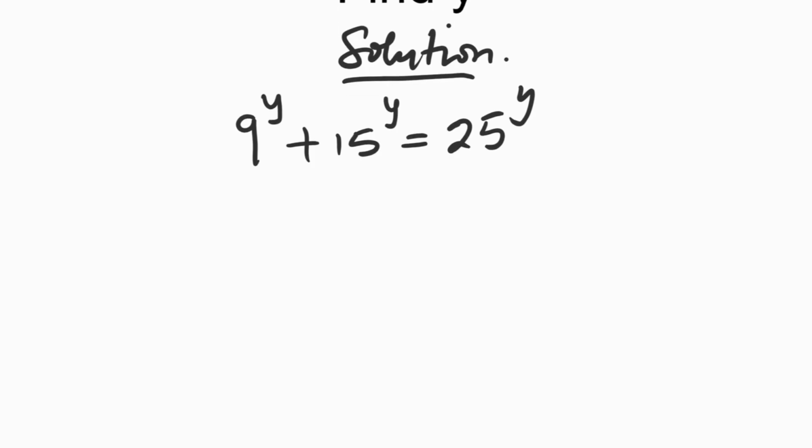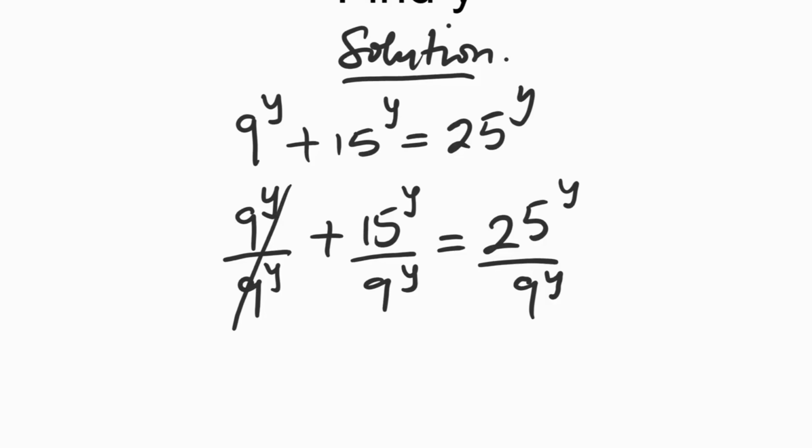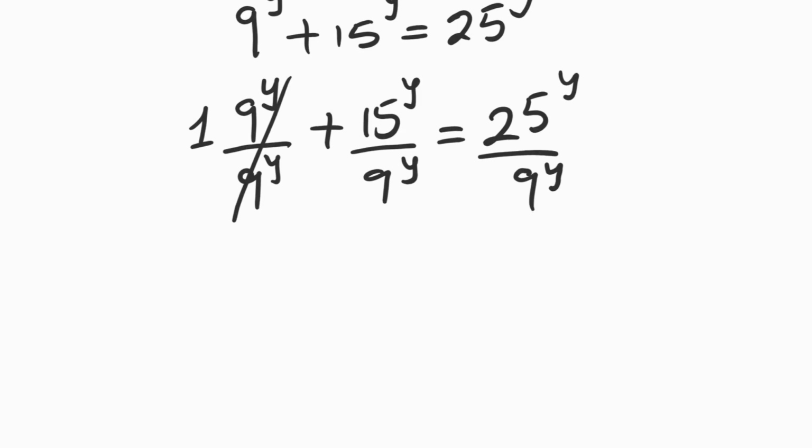So first of all, we are going to start by dividing through by 9 raised to the power y. So then we have 9 raised to the power y divided by 9 raised to the power y plus 15 raised to the power y over 9 raised to the power y equals 25 raised to the power y over 9 raised to the power y. And then if we divide through, this becomes 1. And then from here, we see that we can collect like terms.